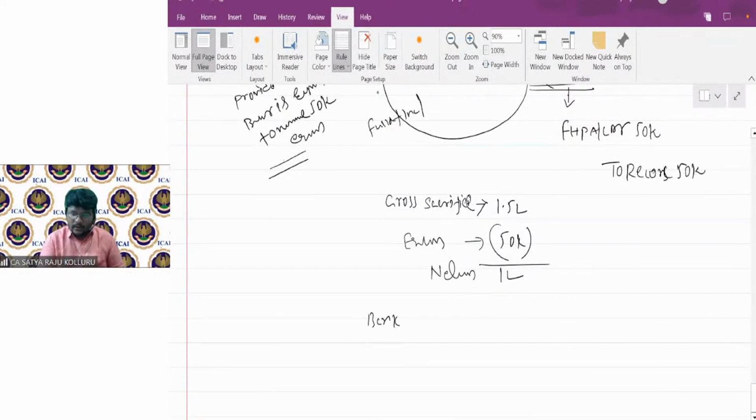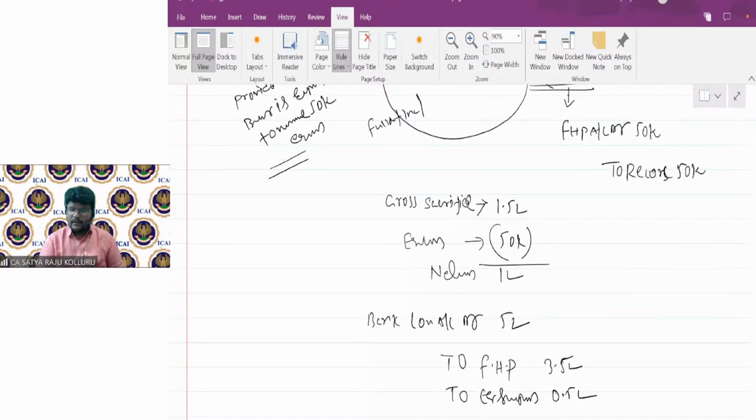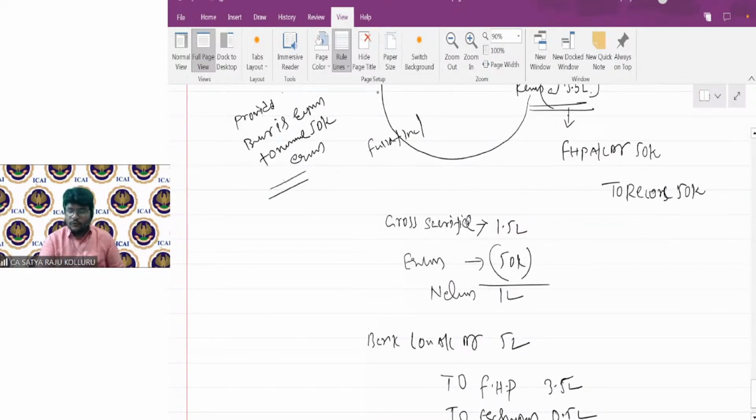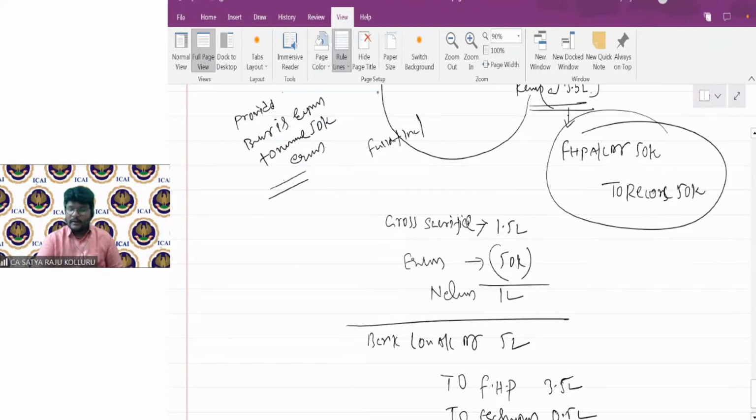Bank loan account debit 5 lakhs, to freehold property 3.5 lakh, to equity share capital 0.5 lakh, to reconstruction, how much? 1 lakh. So in total, 2 entries you need to pass. This is the one entry, this is the other entry.